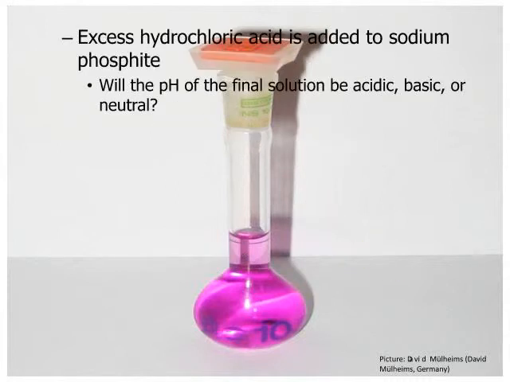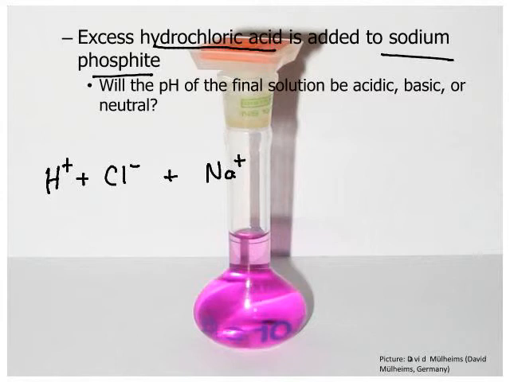Now, we're getting more complex here. Excess hydrochloric acid. Now, since it's hydrochloric acid, I'm going to write H+ plus Cl-. I must dissociate it because it is a strong acid. And it's added to a solution of sodium phosphite. So sodium is Na+. I must dissociate it again because it is a soluble compound, Na+ plus phosphite. Phosphite is PO3 3-.